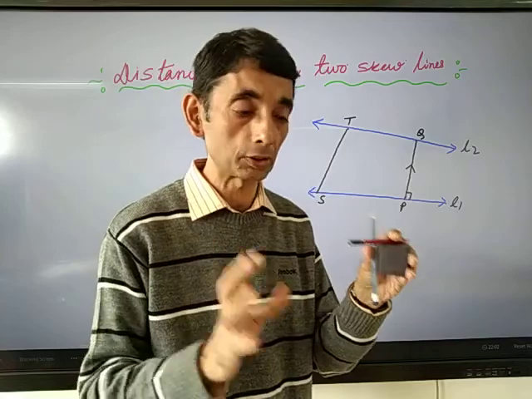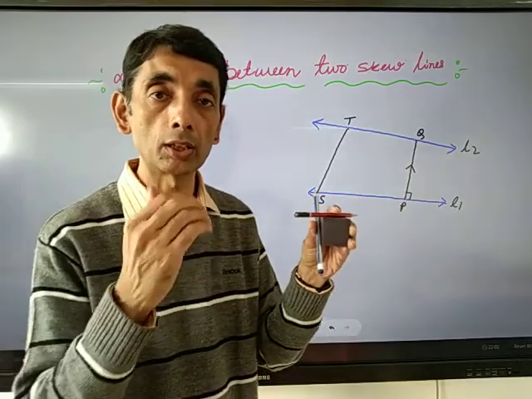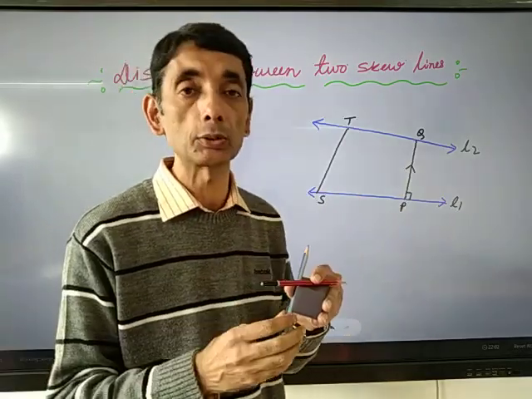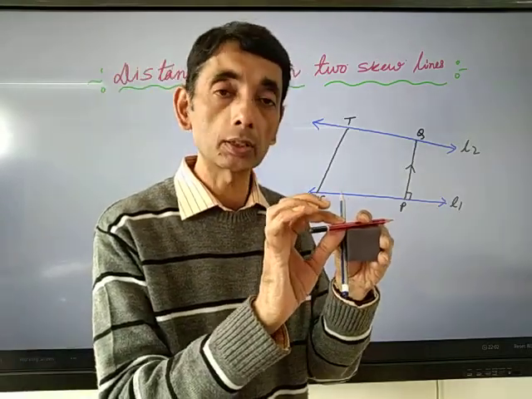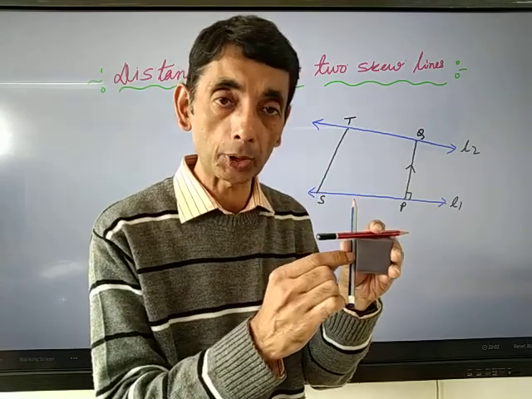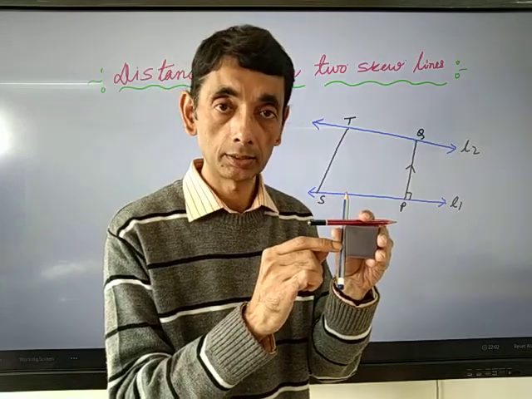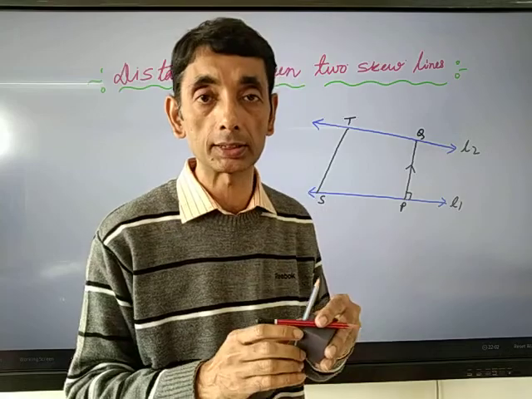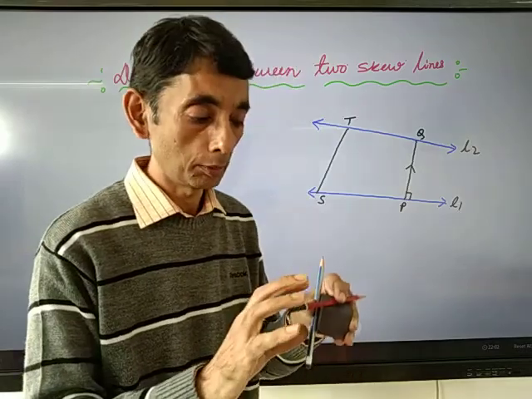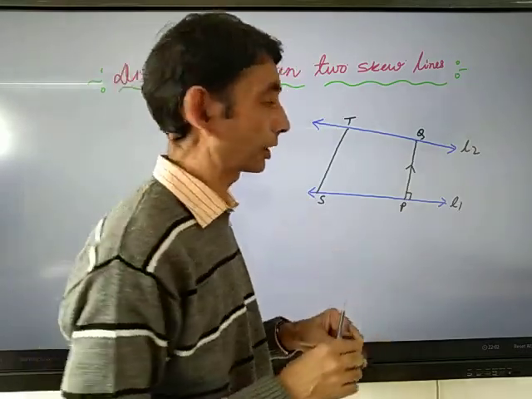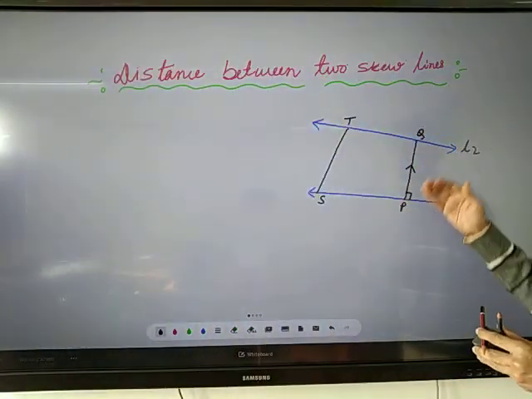But what will be the shortest distance? How do we find the shortest distance between these two lines, and what is its meaning? If you take a point on one line and another point on the other line, and the line segment given by these two points is the lowest, that will be the shortest distance between the two lines. So let us try to derive the formula to find the shortest distance between the two skew lines.